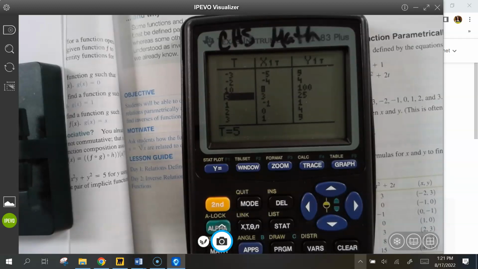Hit y equals. Silly Noah. One more together. I'm saving inverses for tomorrow because.